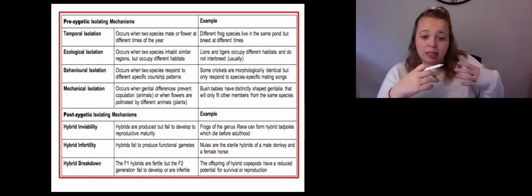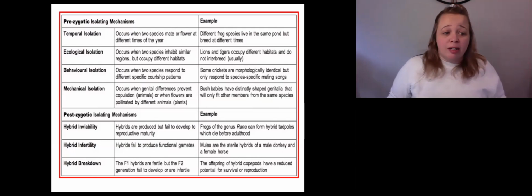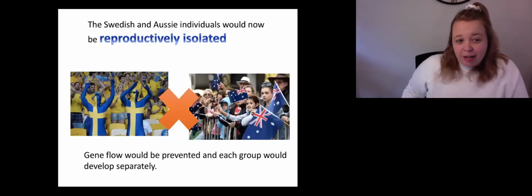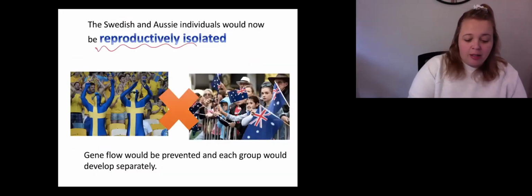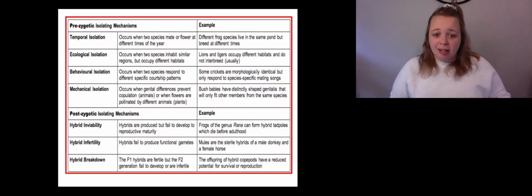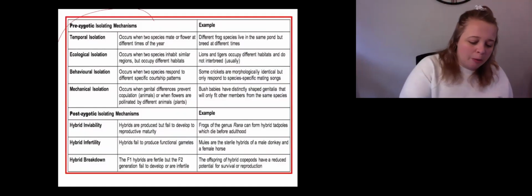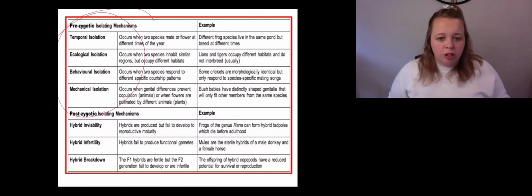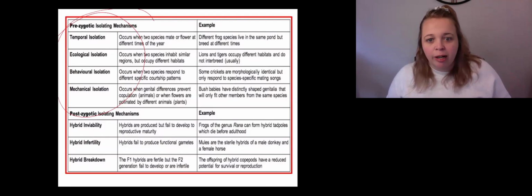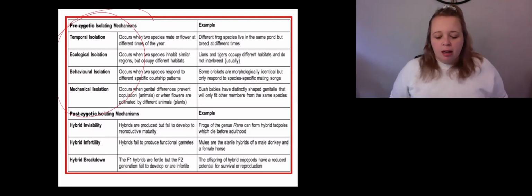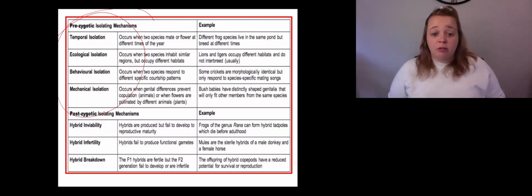All of these things are just different ways that two species can be reproductively isolated. So there are many different ways that we can become reproductively isolated. Mostly we probably talk about these top ones, but just recall that these are different ways that we can separate ourselves from each other to prevent ourselves from breeding.